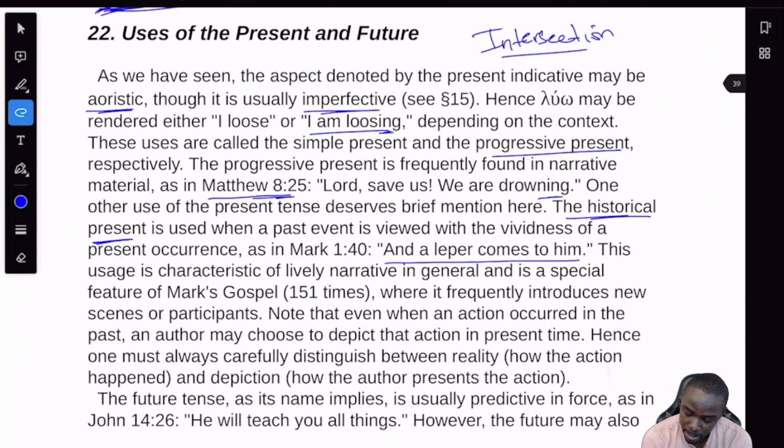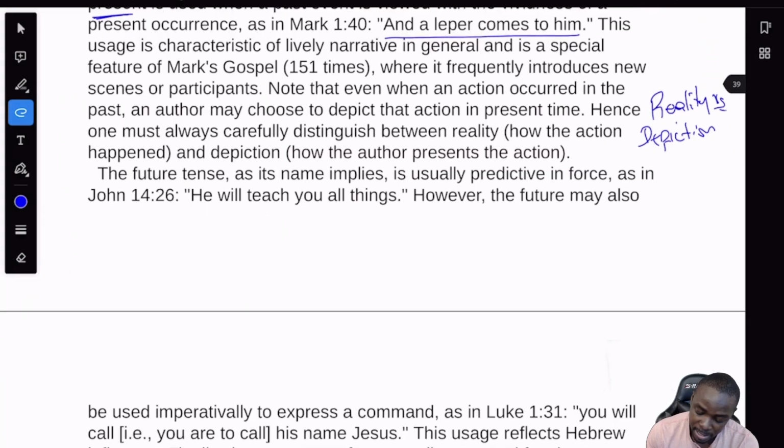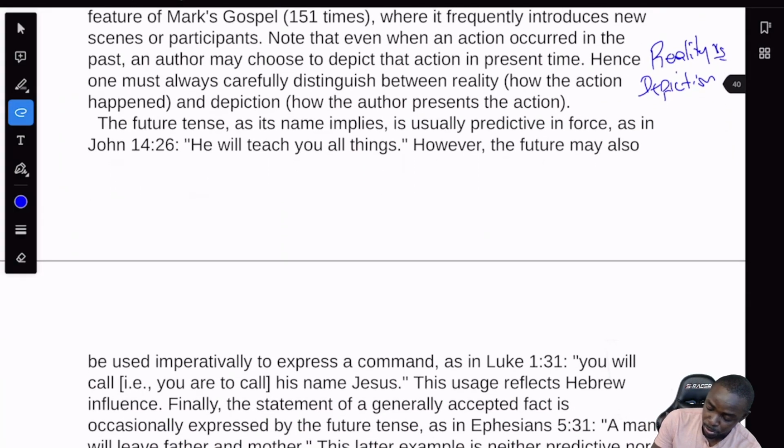Note that even when an action occurred in the past, the author may choose to depict that action in the present time. Hence, one must always distinguish carefully between reality, how the action happened, and depiction, how the author presents the action. So there is reality versus depiction, how it is depicted.